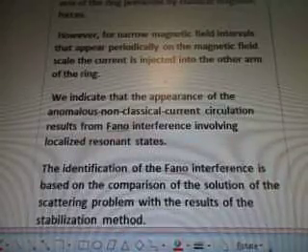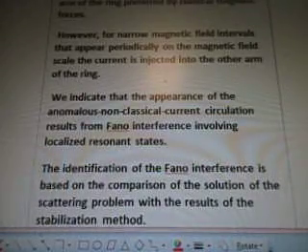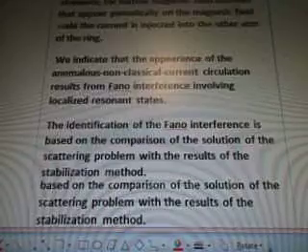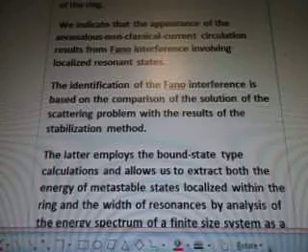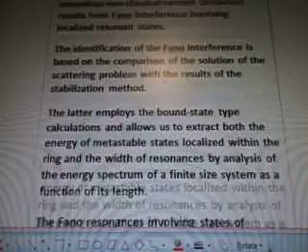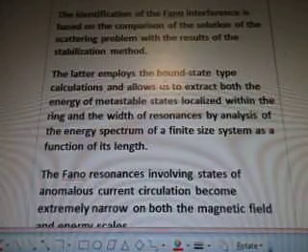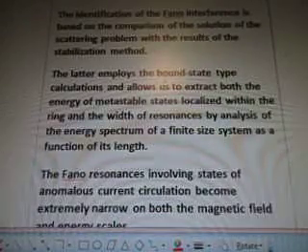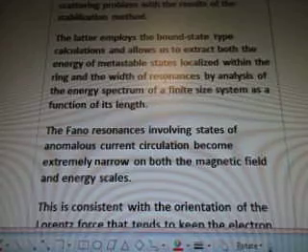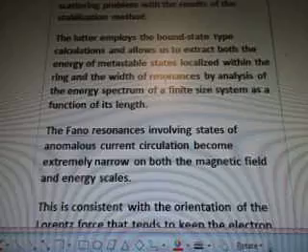We indicate that the appearance of the anomalous non-classical current circulation results from Fano interference involving localized resonant states. The identification of the Fano interference is based on the comparison of the solution of the scattering problem with the results of the stabilization method. The latter employs the bound state type calculations and allows us to extract both the energy of metastable states localized within the ring and the width of resonances by analysis of the energy spectrum of a finite size system as a function of its length.